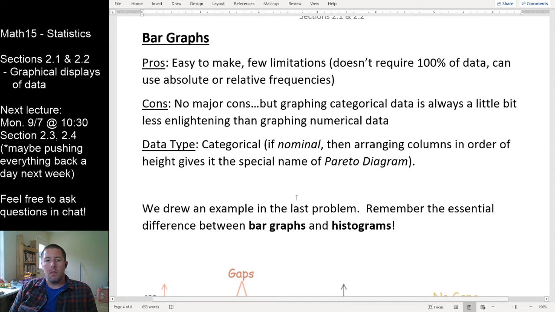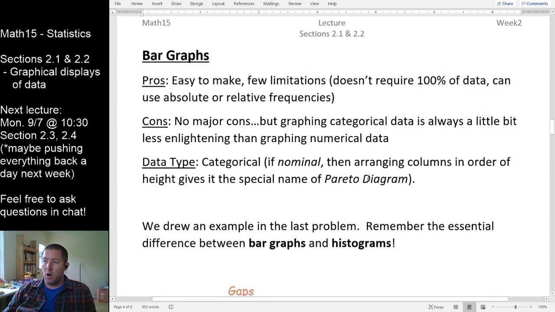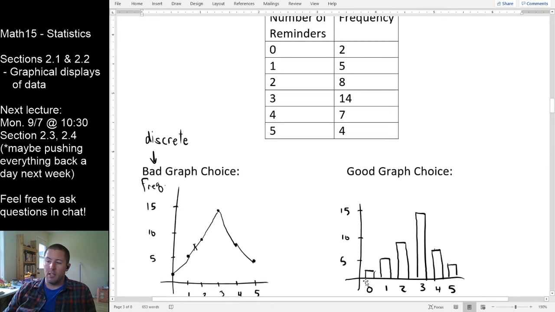The other thing that's nice about bar graphs, we saw this in yesterday's lecture, is we can use absolute or relative frequencies. The heights of your bars can either be measuring the actual counts. That's our absolute frequency, and that's what we did in our previous example. Over here, these were absolute frequencies because it was literally the count. This was literally us saying 2 out of 40, 5 out of 40, stuff like that.